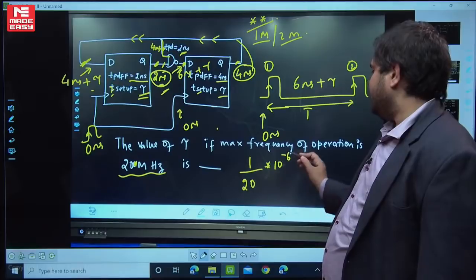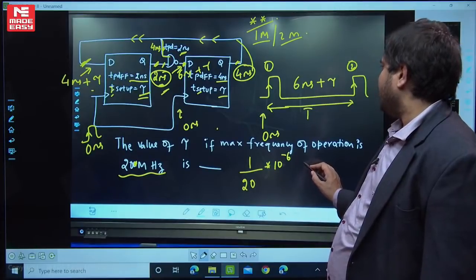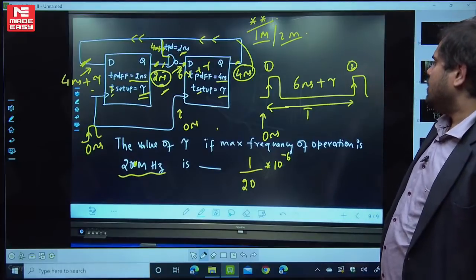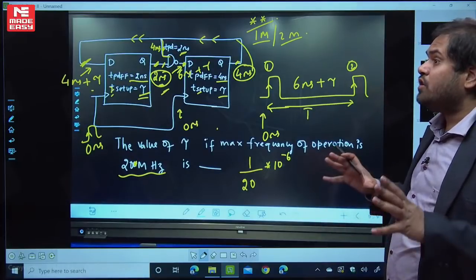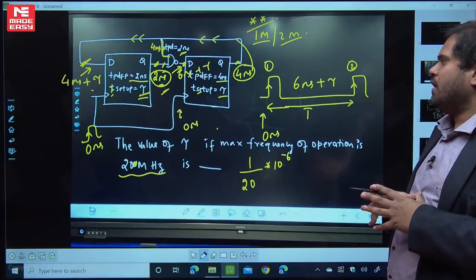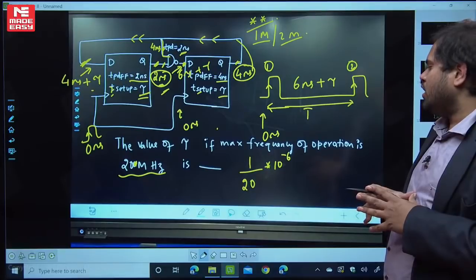So 10 power minus 6, this is nothing but 0.5 into 10 power minus 7. So we can simply say 50 nanoseconds. Now substitute, you will get the answer. But this is how you are supposed to approach the question. Question को ऐसा approach करना चाहिए. It's not at all difficult, please, understood, not at all difficult.